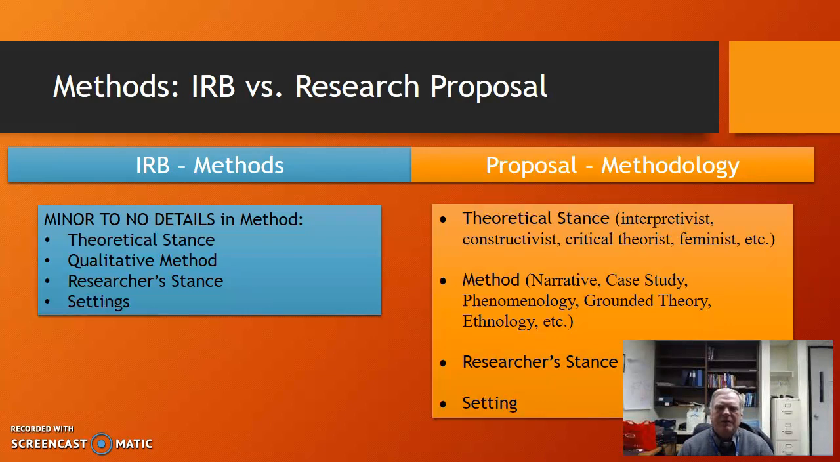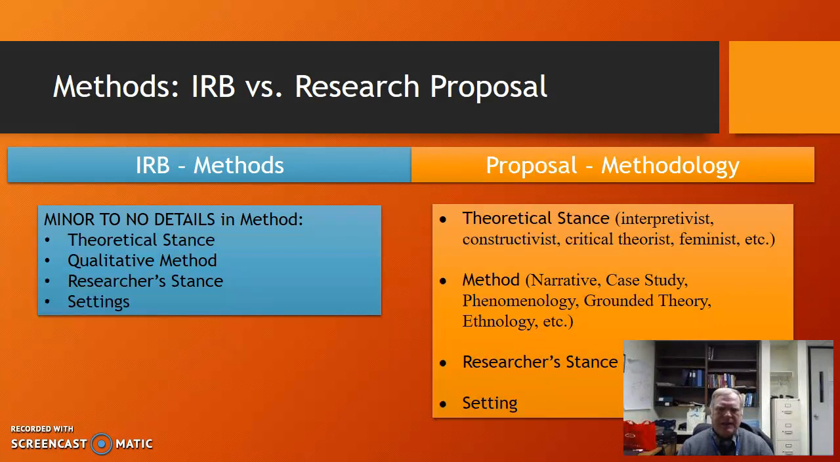In the proposal, you go very detailed into your theoretical stance. So if you're going to use an interpretivist theoretical stance, why are you using it? What does it mean? What's it all about? Cite some sources. The method is the same way. What kind of method are you going to use? Why are you going to use it? And cite some sources about what it is.